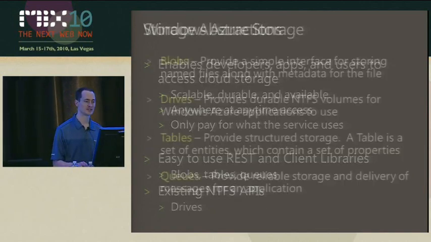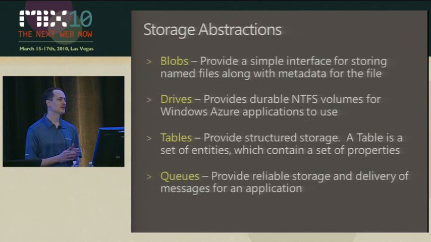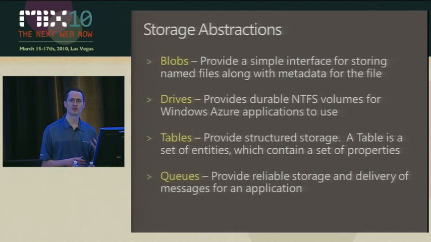So what are these data abstractions in a little bit more detail? Well, blobs provide an interface to allow you to store your files into the cloud. So it's a simple interface for storing named files along with metadata for the file. Drives, as I mentioned, allows your applications to mount and access a durable NTFS volume in the cloud. Tables provide structured storage, where a table is a set of entities which contain a set of properties, and you can query over those entities and properties. And queues provide a reliable delivery of messages for your application. So in this talk, I'll go through each of these in a little bit of detail in this order.